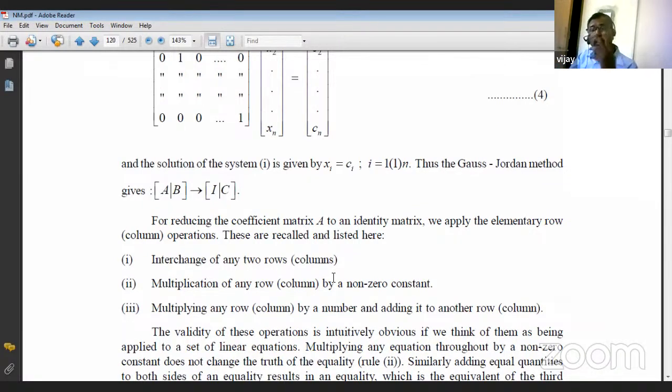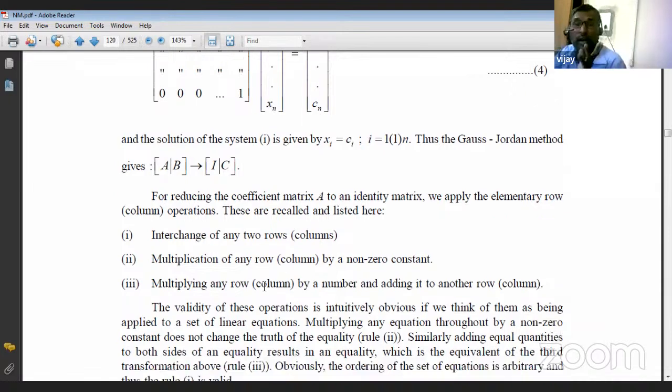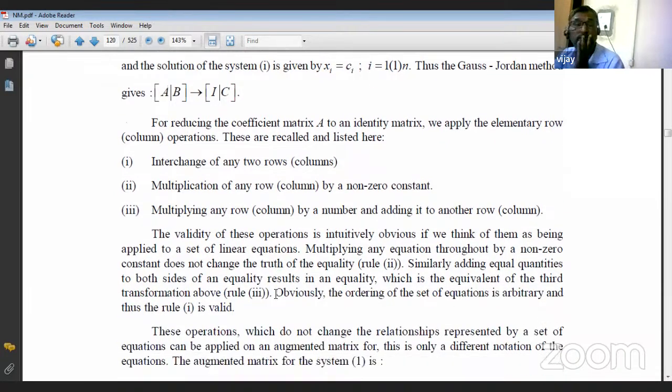Interchange of two rows or two columns, multiplication of any row by a non-zero constant, multiplying a row or column by a number and adding it to another. Suppose we want to eliminate the third column: the third column has 5, the first column has 10, so if we multiply the third column by 2, the value in the first column gets eliminated.